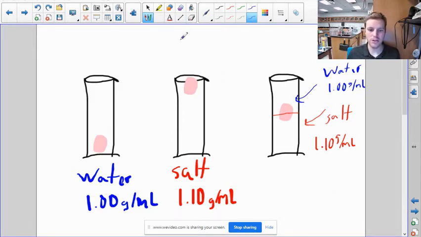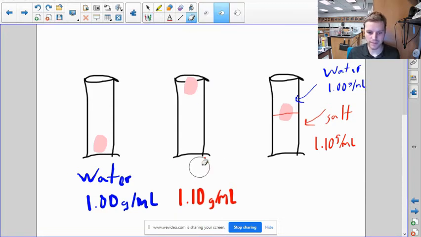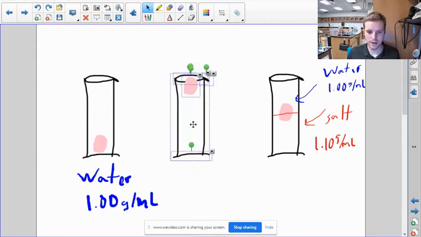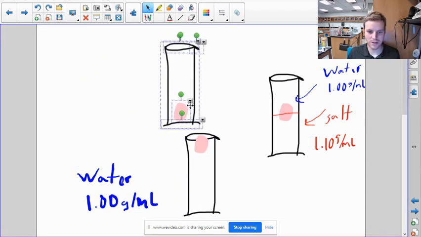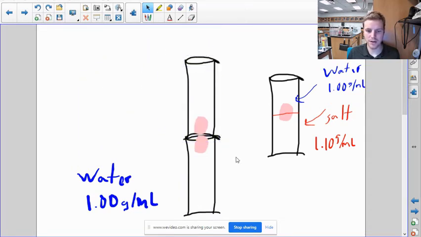And one demonstration I like to show my students, okay, think of it this way. I'm going to go ahead and erase this down here so I can move this guy. If I were to take this graduated cylinder and take this one and put them on top of each other, see how the golf ball would end up in the middle, right? And that's because you have water on top and you have salt water on bottom. And so, of course, that would cause the golf ball to float in the middle.